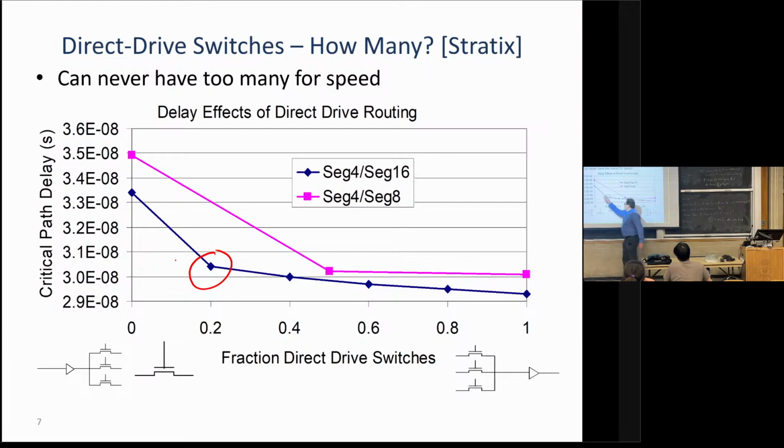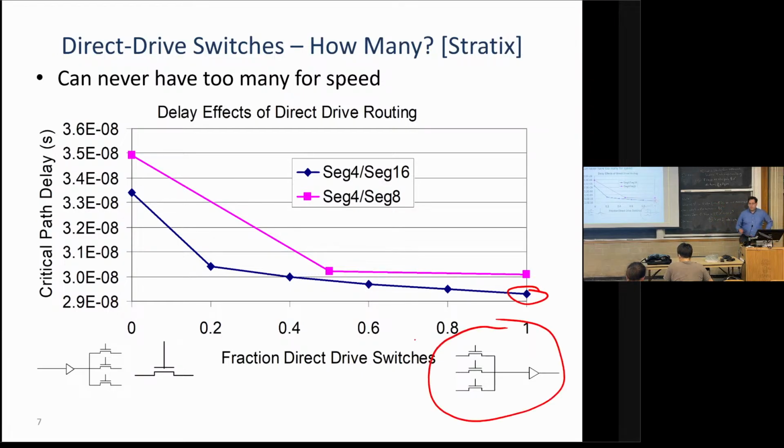Because if it was essentially randomly using these faster switches, you would expect a linear line, right? It's just the probability. If I got half direct drive switches, I use them half of the time on my speed limiting paths. But it actually does quite a bit better than that. So it gets most of the speed right away, but it just keeps getting better at a slower rate. So from a speed perspective, this is an electrically superior switch, and it looks good. Just convert everything to them.